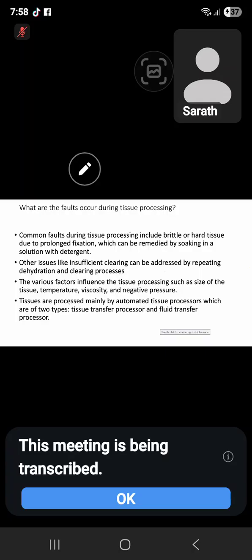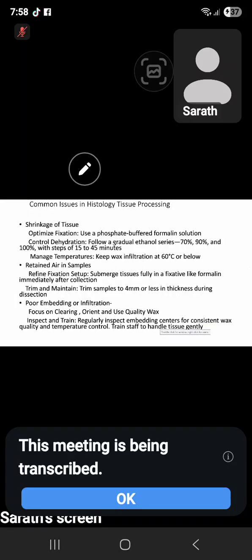The tissues are processed mainly by automated tissue processors, which are of two types. One is the tissue transfer processor and the other is the fluid transfer processor. I have already explained this. One is the tissue transfer processor, that is the open system. And the second one, the fluid transfer processor, that is the closed system. Then these are the errors you can expect. What are the errors you can expect in the processing? Number one, shrinkage of tissue.